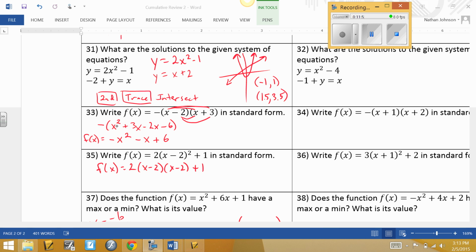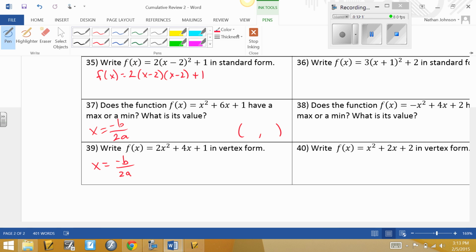x times x is x squared. x times 3, that's where the 3x comes from. -2 times x, -2x, and then -2 times 3 gives me a -6. And you see, to get my final answer, I take that negative and distribute it through to every term. I combine these first. 3x minus 2x is 1x, and then I make it negative to give me my final function written in standard form.